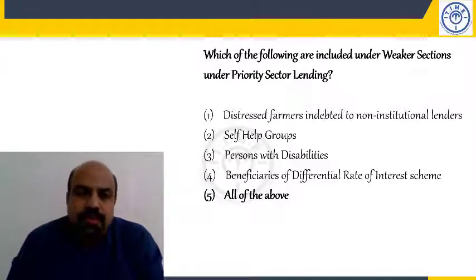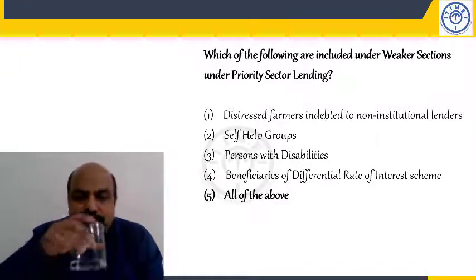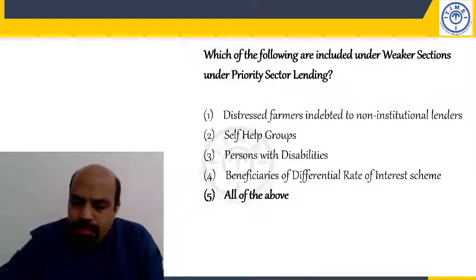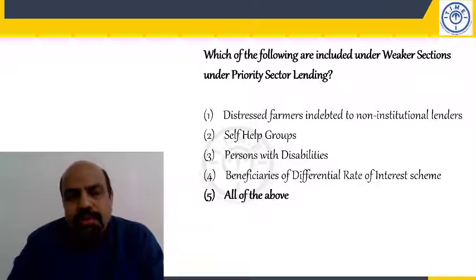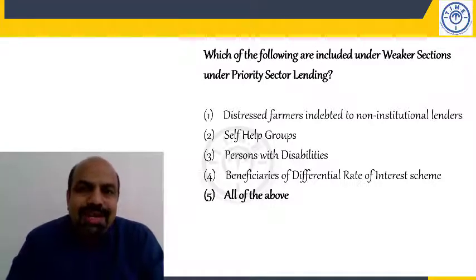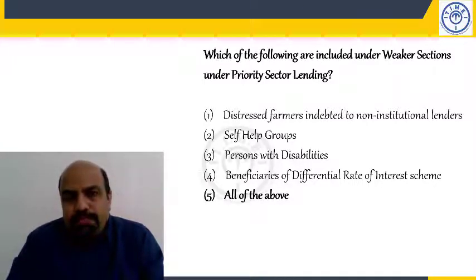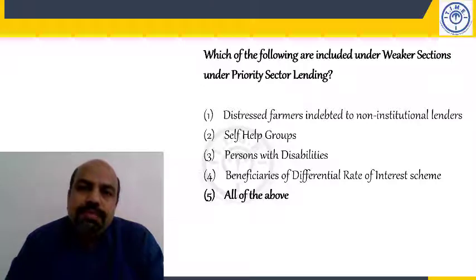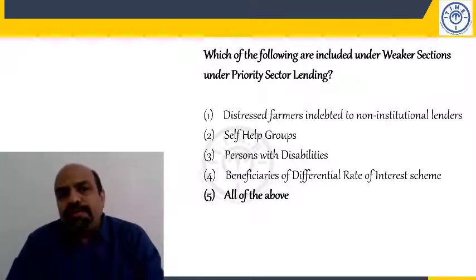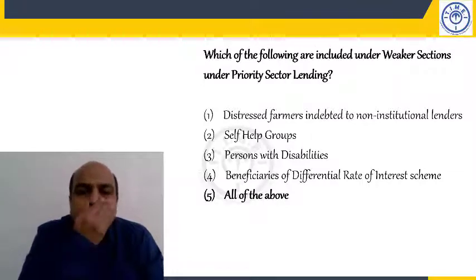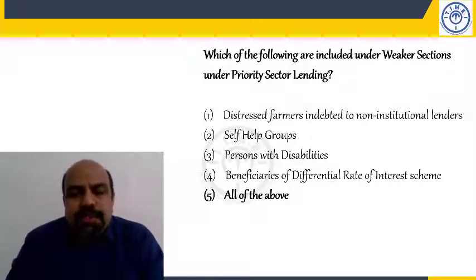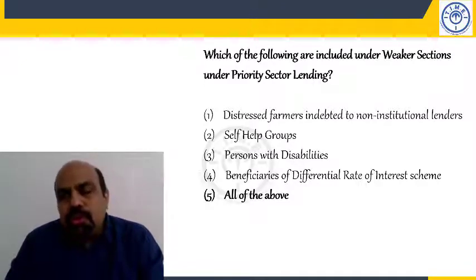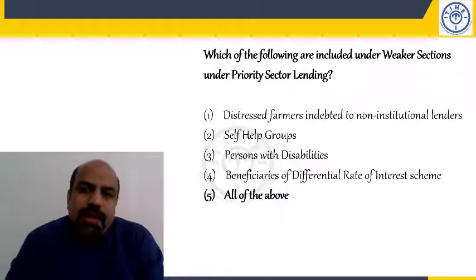Next, social infrastructure, dash, 5 crore loan limit for borrowers building social infrastructure like schools and healthcare centers.